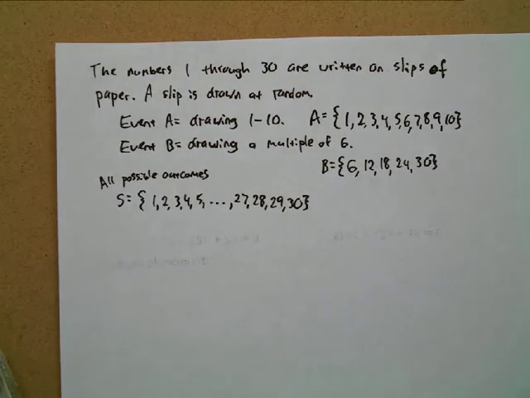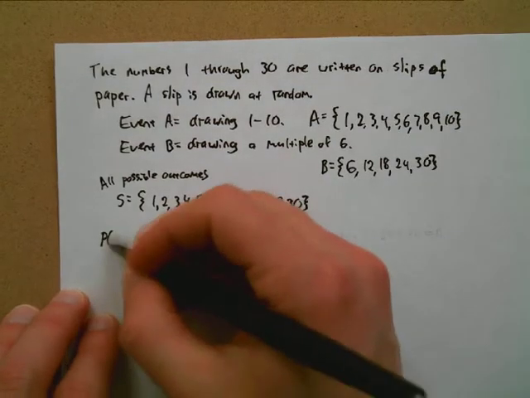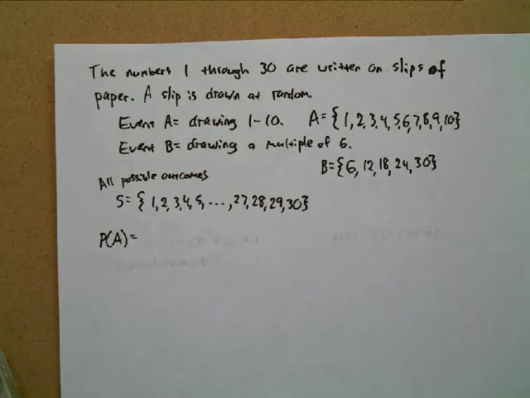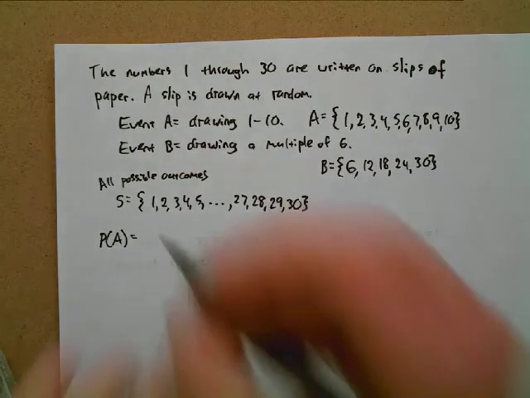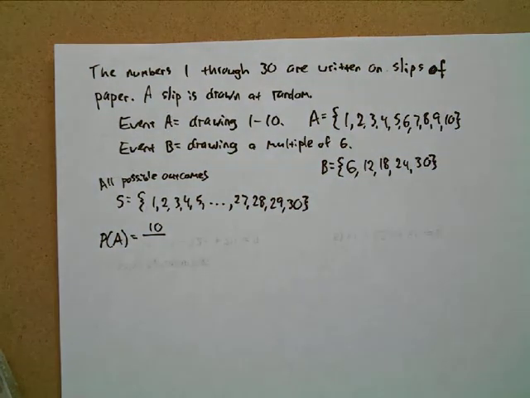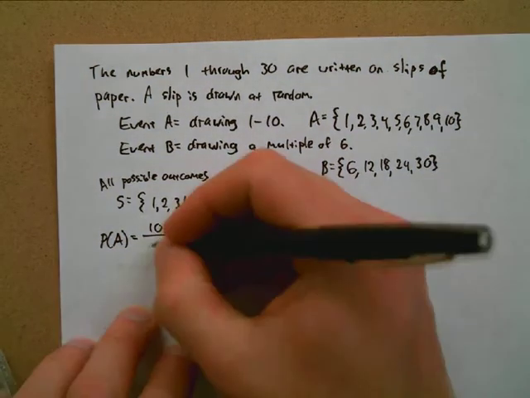Okay, so what's the probability that A is going to happen here? Well, how many elements are in A? 10 out of how many total possible outcomes are there? 30, right? So it's 10 out of 30. Or in other words, 1/3.